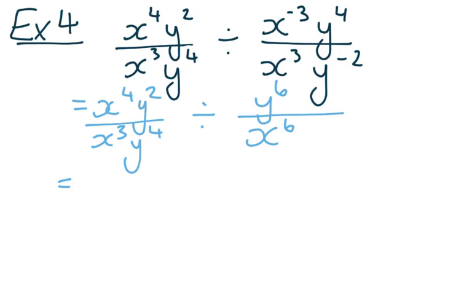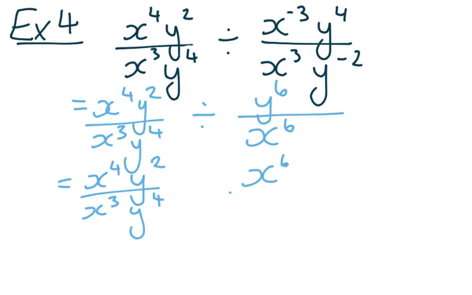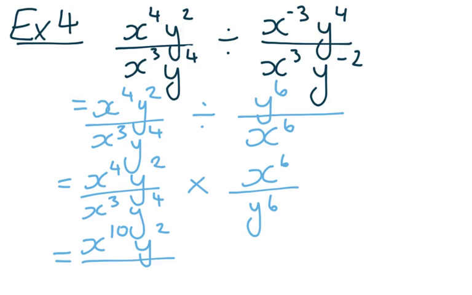Now, using normal division of fraction rules, I swap the second fraction. So I'll leave this first one as it is. I will swap the second fraction to x to the power of 6 over y to the power of 6, and I'll change the sign in the middle to a multiply. Then again, I just multiply across the top, so I get x to the power of 10, y squared, over x cubed, y to the 10, and then we just simplify it as per our normal rules.